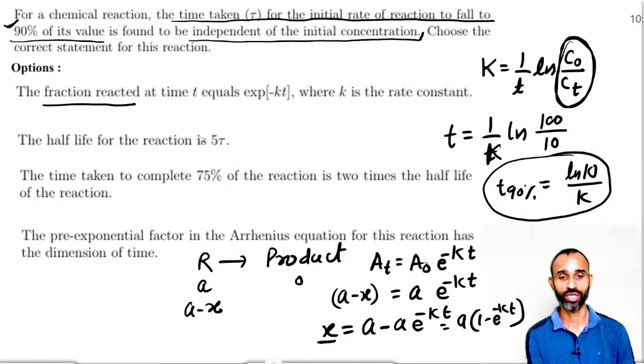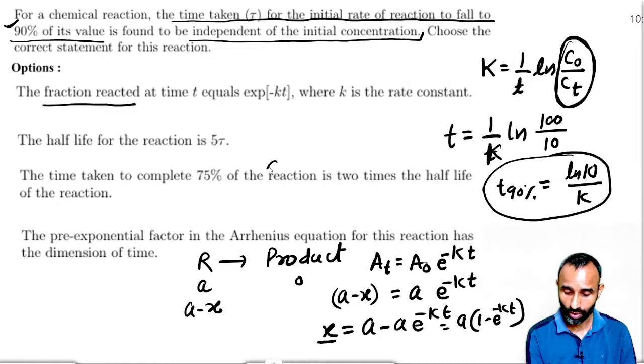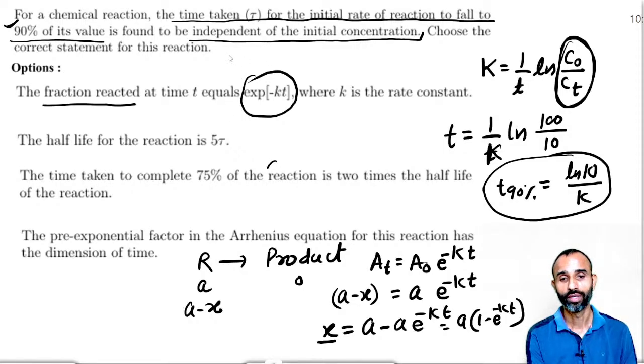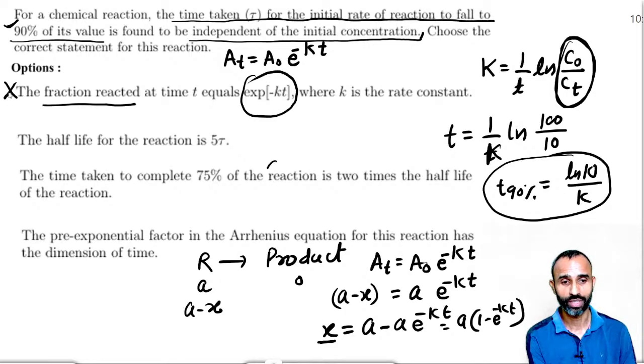The amount left after time t is A into e raised to power minus Kt. That is equal to initial concentration into e raised to power minus Kt. That means the first option is incorrect.